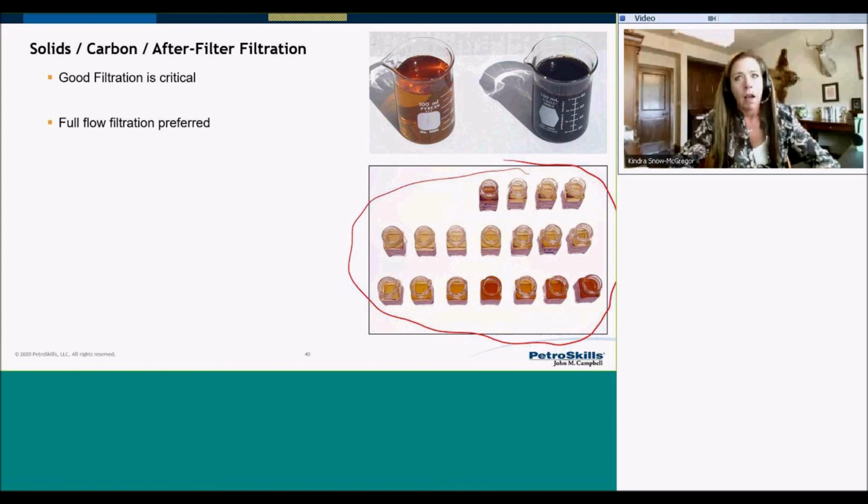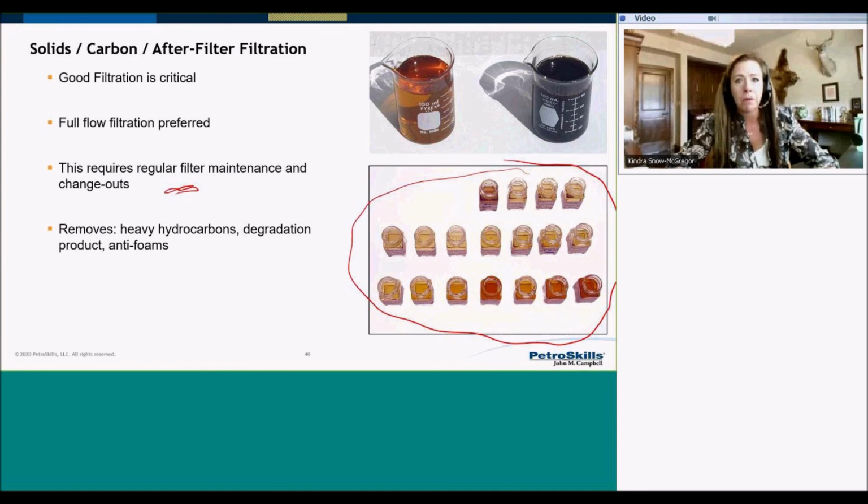I would prefer a full flow filtration, because then I know I can capture the maximum amount of particulate or degradation products or whatever contaminants I have coming in. But the problem is this requires commitment to filter maintenance and changeouts. A lot of plants have their carbon filters and they've never been changed out. So how effective is that carbon filter? Not. It's just a wide space on the line. So you have to be maintaining these things.